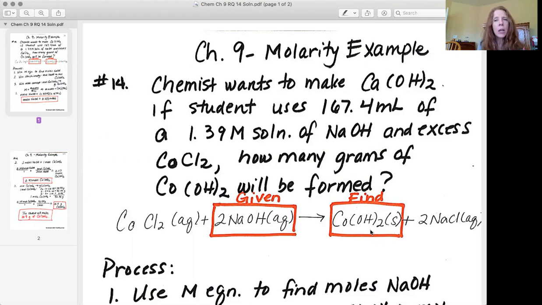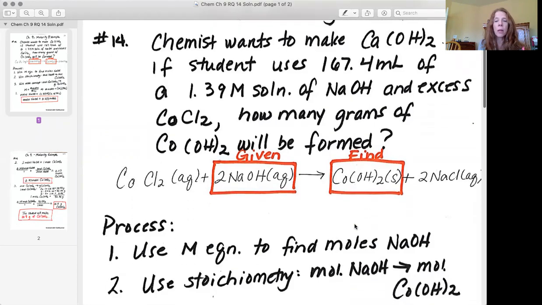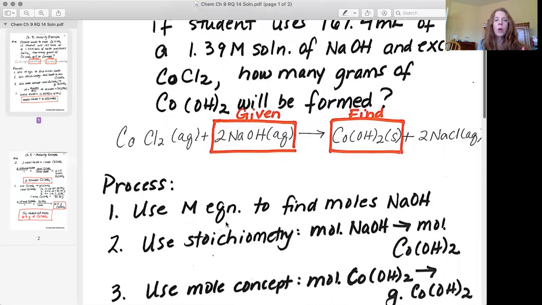So there are two different steps and processes we're going to use to solve this problem. The first thing we're going to do is use the molarity equation, but we also are going to use stoichiometry, because I've been given information about one substance but asked for information about a different substance. So here's our process. We use the molarity equation to find moles of sodium hydroxide, and we can easily do that because we've been given the molarity and the volume.